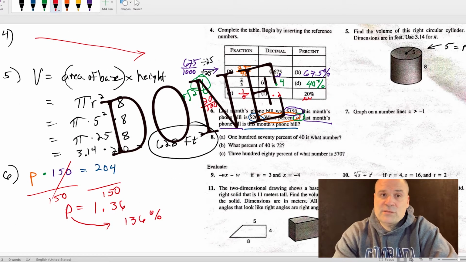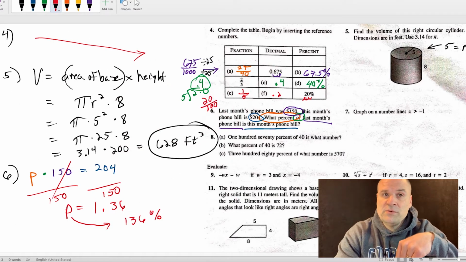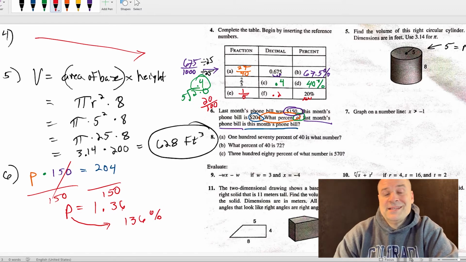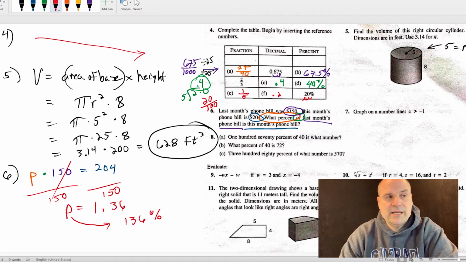And that kind of makes sense because this month's phone bill was higher than last month's phone bill, so it's going to be more than 100%. Okay. Notice that it didn't ask for a percent increase. It just asked for what percent. So it's going to be higher than 100.